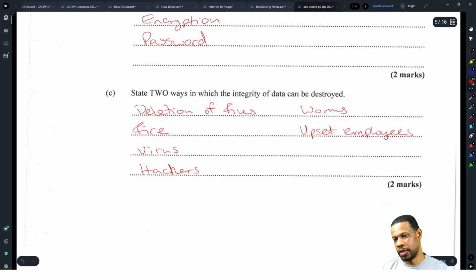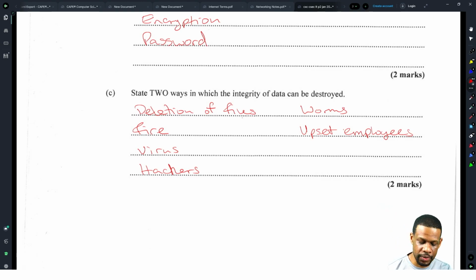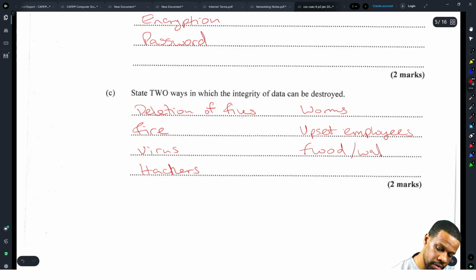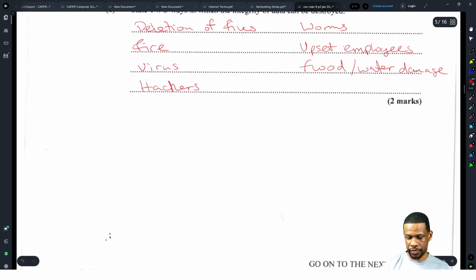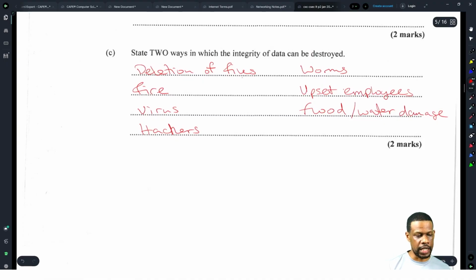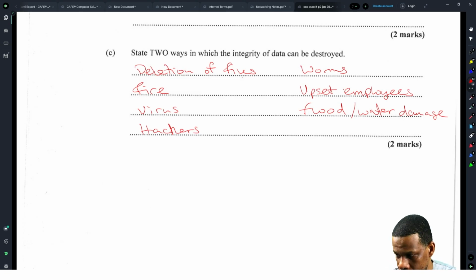Yeah. I don't know exactly what they will accept here, but stick with the first few that I put, right? Deletion of files, fire, virus, or flood/water damage. Stuff like that, right? So the integrity of data could be destroyed by you mashing it up, basically. So any natural disaster or human with ill intent should be good enough there. You can't just put natural disaster alone. You have to state one of the natural disasters, because more than likely they're looking for a clear explanation.